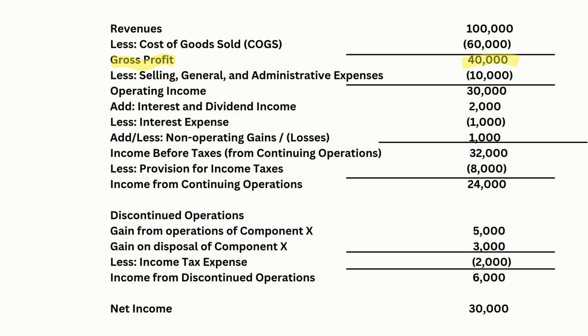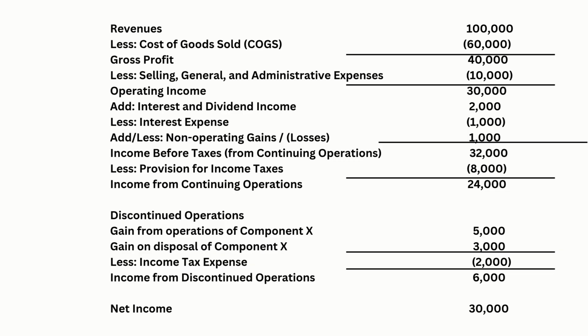Revenues are the total money earned from sales. For example, if a bakery sells cakes for a total of $100,000 in a year, that's its revenue. Now, to earn that revenue, we must spend on ingredients like flour, sugar, etc. These direct costs are called cost of goods sold, which is $60,000 here. So, gross profit equals revenue minus COGS, equals $100,000 minus $60,000 equals $40,000.